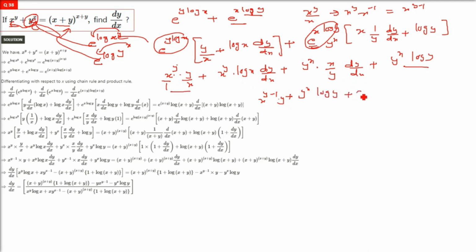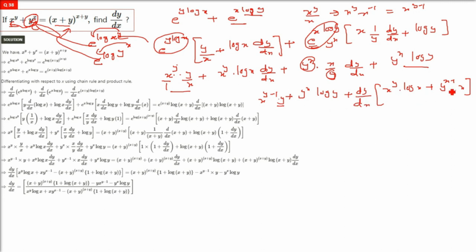I am now writing the dy by dx term. So dy by dx I am taking common. So it will be x to the power y log x plus, now y to the power x by y in the same manner, it will be y to the power x minus 1 into x. Alright. So on the left hand side, the things will go on the right hand side. So on the right it will be minus x to the power y minus 1 into y and minus y to the power x log y.